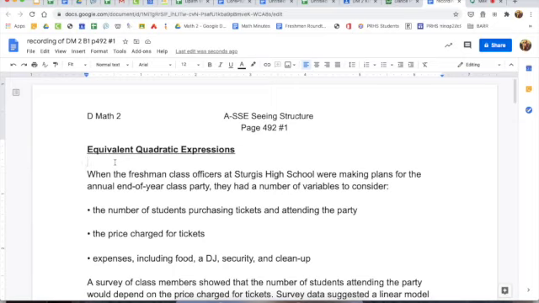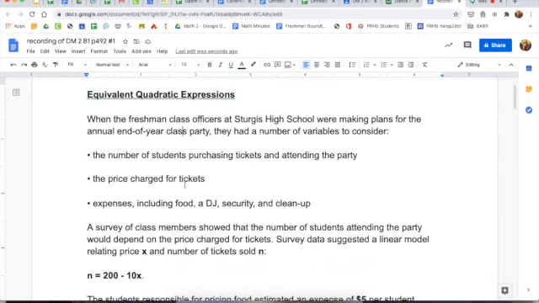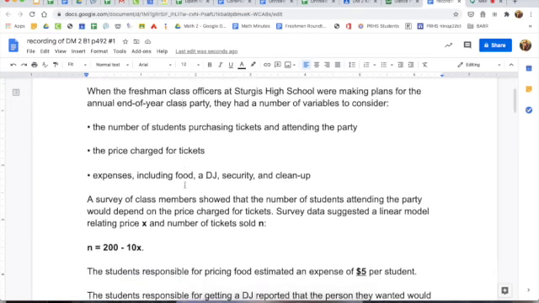In this worksheet, we are going to look at what equivalent quadratic expressions look like. Here's the story. When the freshman class officers at Sturgis High School were making plans for the annual end-of-the-year class party, they had a number of variables to consider. And remember, the variables are the things that we don't know the values of. They have to figure out the number of students that are purchasing tickets and attending the party. We'll talk about what that might depend on. The price they charge for tickets.